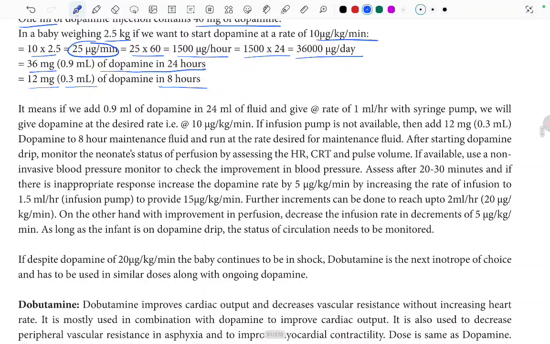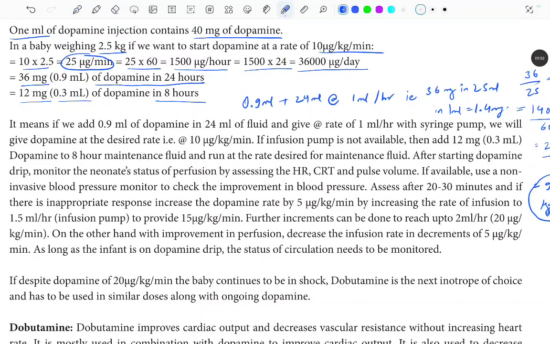If we add 0.9 ml of dopamine in 24 ml of the fluid and give at the rate of 1 ml per hour with the syringe pump, we will give dopamine at the desired rate of 10 microgram per kg per minute. If the infusion pump is not available, then add 12 mg, that is 0.3 ml dopamine, to 8-hour maintenance fluid and run at the desired rate of maintenance fluid.